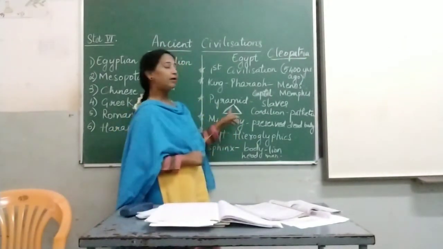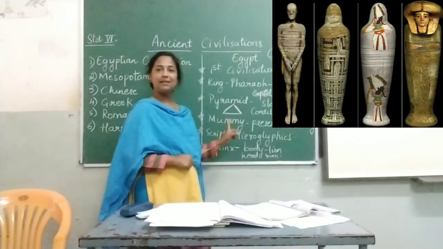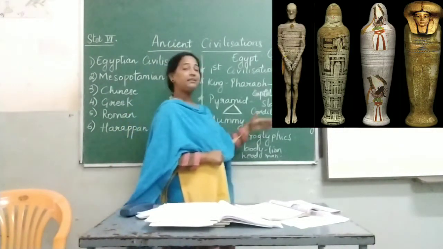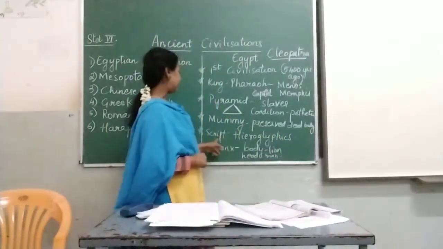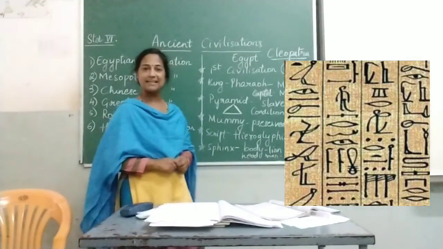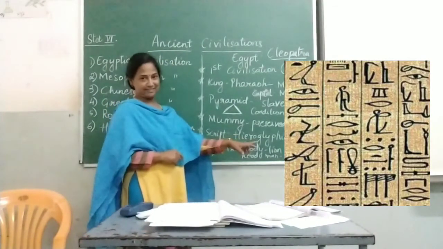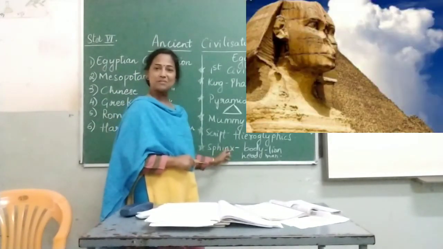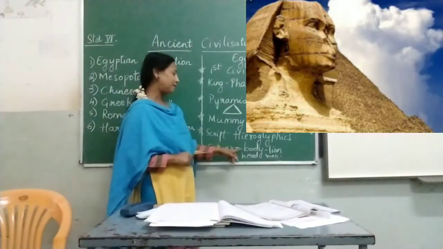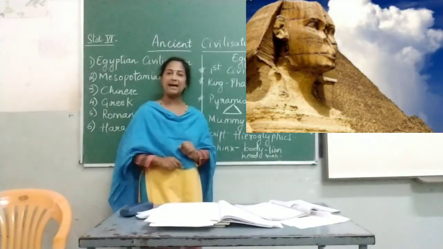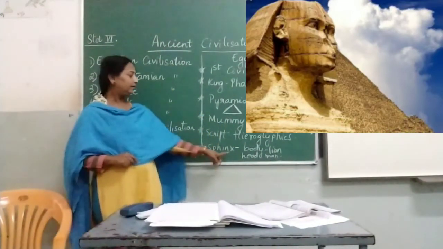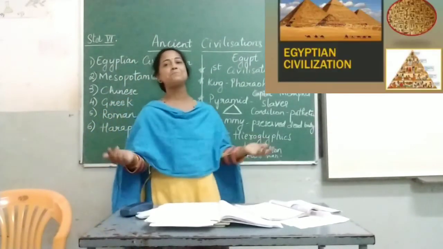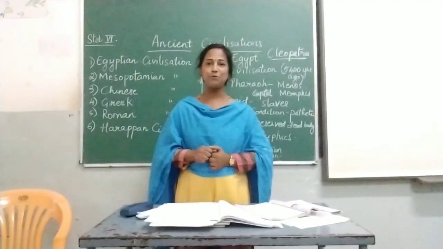Sorry. One more note you have to remember about Egyptian culture is the mummy. A mummy is nothing but the preserved dead bodies. Finally, the script of the Egyptian civilization is hieroglyphics. And finally, the architecture of Egyptian civilization is the Sphinx, which had the body of a lion and the head of a man. Got it? So this was all about Egyptian civilization. I hope you have understood.